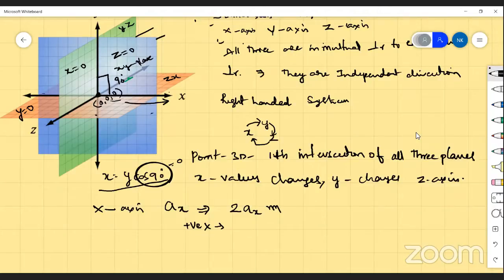So if a body moves along y-axis, let us say, how do you represent it? The y-axis direction unit vector is ay, and z-axis is az. So 3 meters along y-axis is simply 3ay meter. Suppose 5 meters along z-axis: instead of saying 5 meters along z direction, I can represent it as 5az.